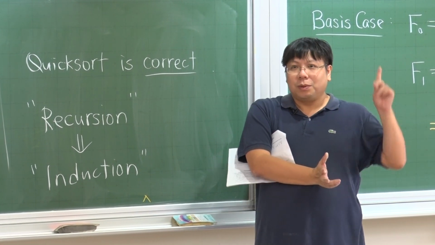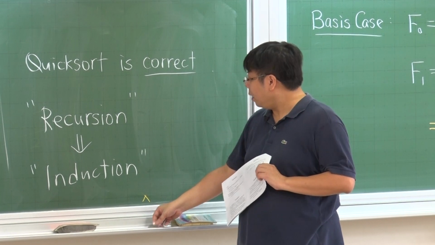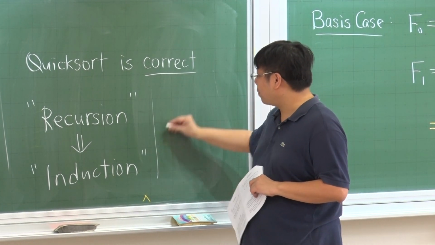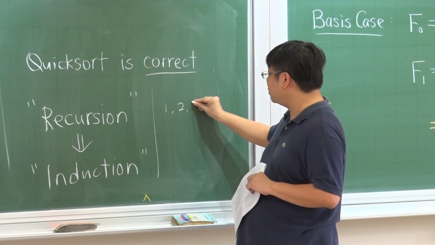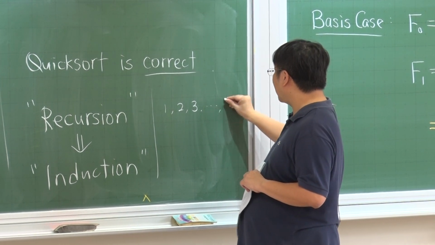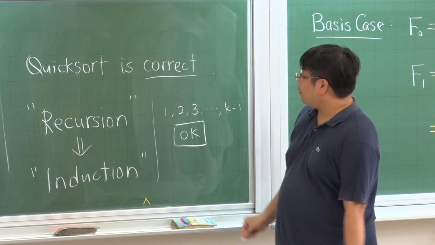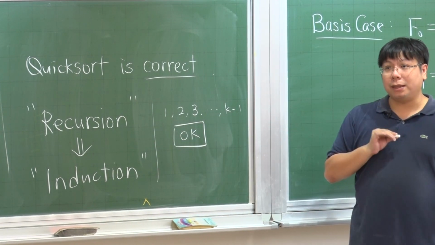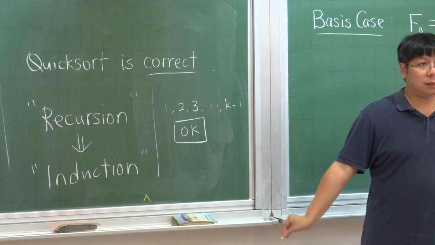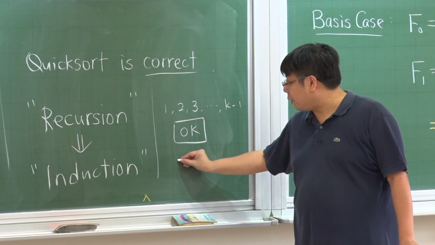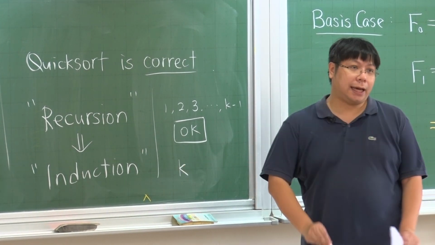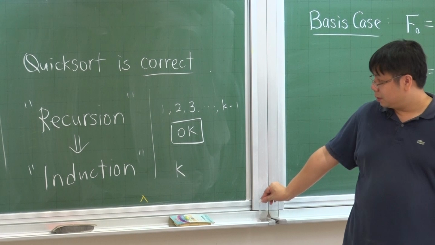So we assume what? We assume that quicksort can solve a problem of size 1, size 2, size 3, up to size k minus 1. So assuming that if a problem has size 1, 2, 3, up to k minus 1, quicksort can do it correctly. Now, if you are given a problem of size k, then what will quicksort do?